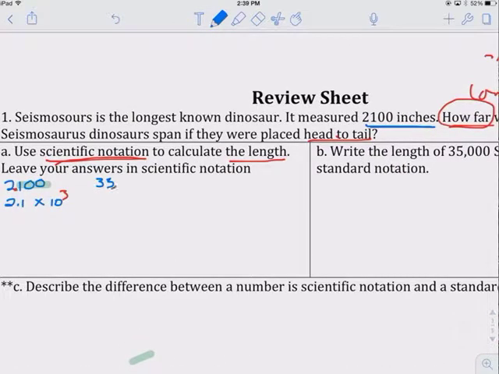35,000, right? How would we write 35,000 in scientific notation? Yes. 3.5 times 10 to the fourth power. Do you understand why it's a positive exponent?